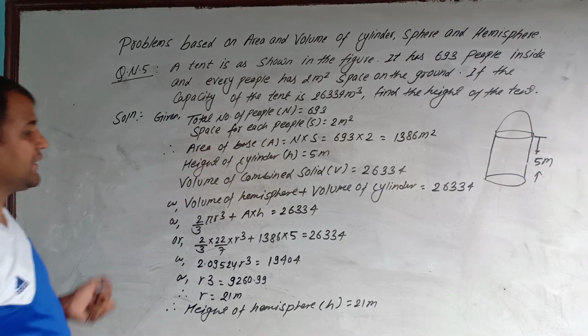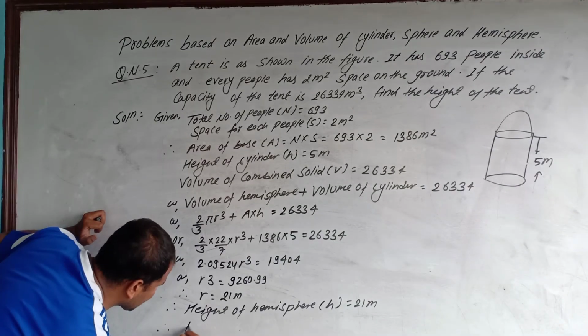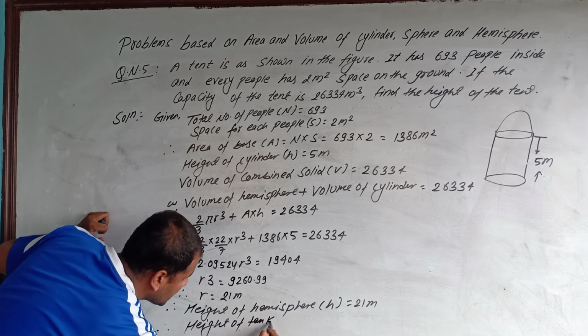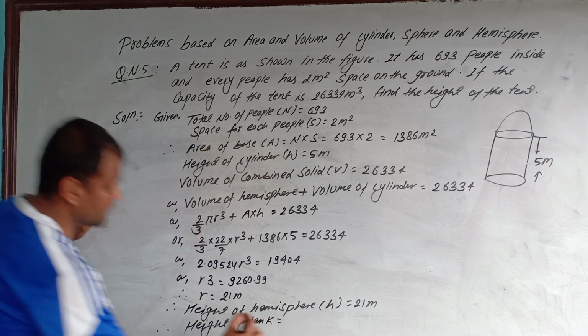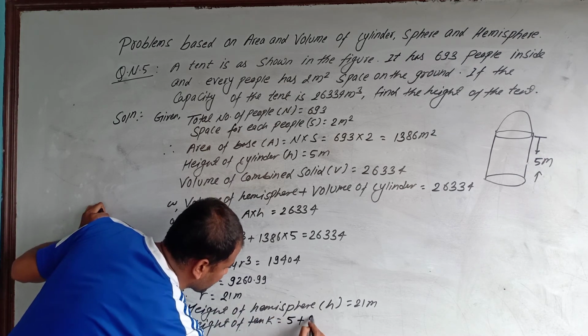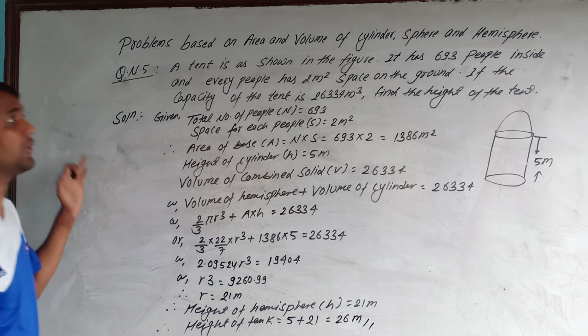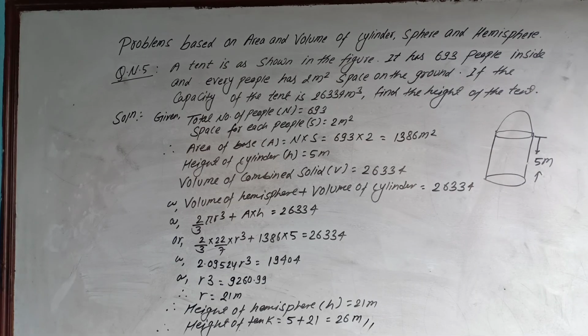And lastly, therefore height of tent is equal to height of cylinder 5 plus height of hemisphere 21, that is equal to 26 meter. This is the height of the total tent. In this way we find the height of the total tent. Okay, this was about the area and perimeter, volume of cylinder, sphere and hemisphere, or for the combined solid objects.